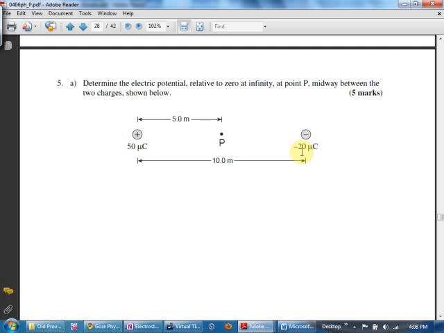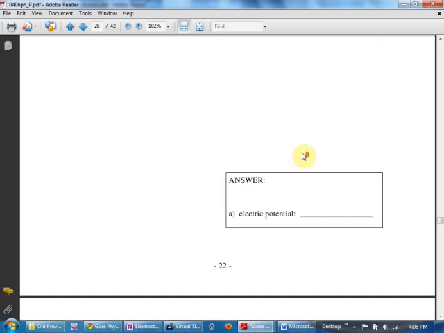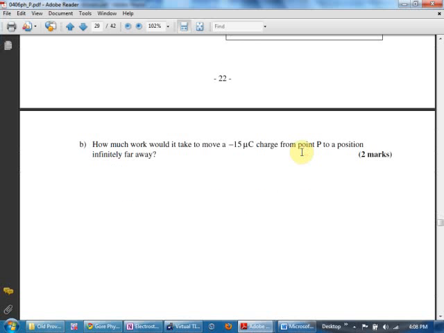How much work would it take to move a negative 15 microcoulomb charge from a point P to a position infinitely far away? Work is change in... oh no! You know what? Work is QΔV, because potential energy is Q times change in voltage. And since I just figured out the total voltage, I bet that'd be a shorter way to do it. Oh, and since it's asking how much work to move a negative charge, I'm willing to bet you get a positive voltage because it doesn't want to move far away from the negative. I'd kind of be willing to bet that for part A I get a positive answer, just a guess, but probably.